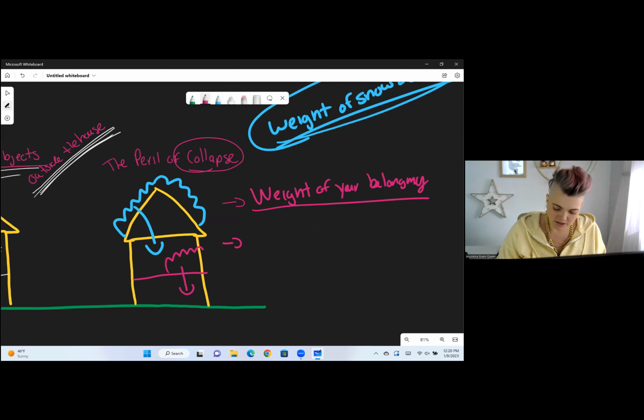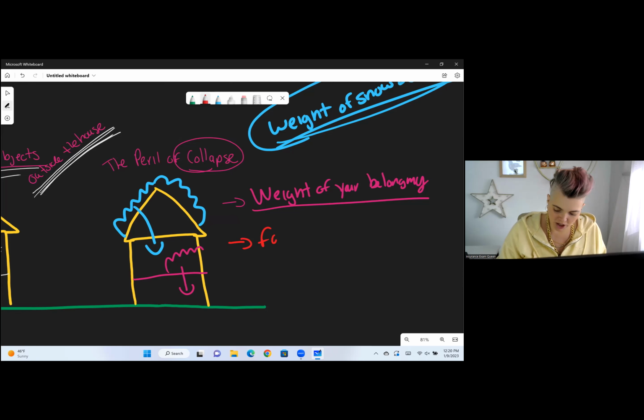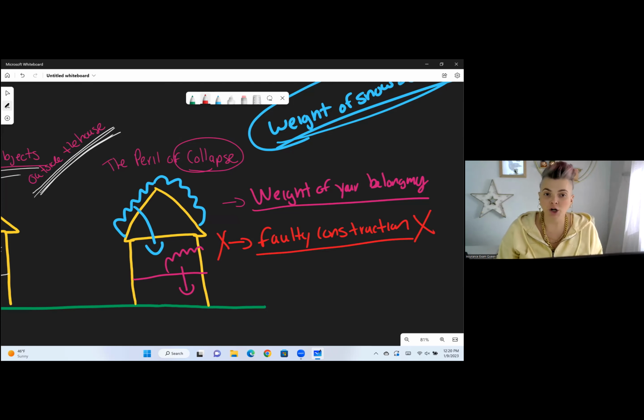Another part of collapse could be faulty building. Oh, and actually I'm going to put this in a different color because this one is not covered. What is not covered is faulty construction. It could be a reason that the house collapses, but your homeowners doesn't cover faulty construction. So if your house does collapse due to faulty construction, you would need to go back to the home manufacturer. And depending on the age of your home, you may or may not be able to do anything, but ultimately faulty construction doesn't fall under the peril of collapse.